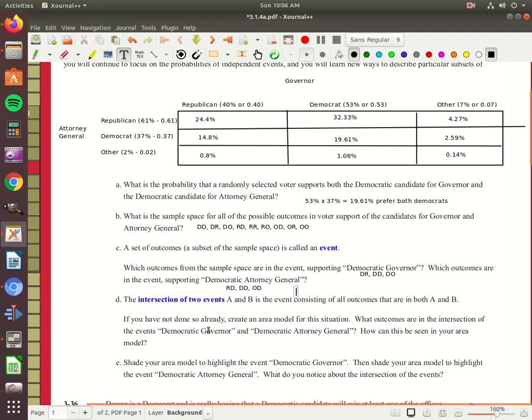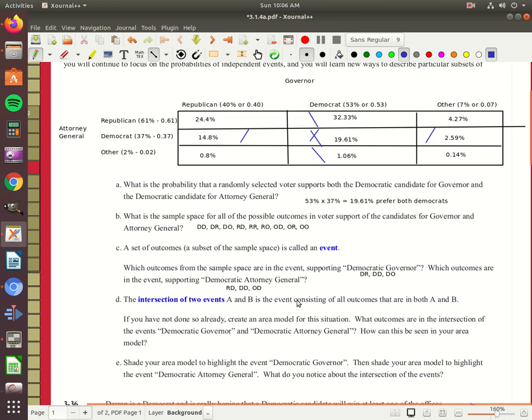So if you have not already done so, create an area model for this situation. What outcomes are in the intersection of the events Democratic governor and Democratic attorney general? How can this be seen in your area model? So again, we're going to say, all right, these people like the Democratic governor, and I'll just give the slash in one direction. These people like the Democratic governor. These people like the Democratic attorney general. Right? And what we want is the intersection of A and B.